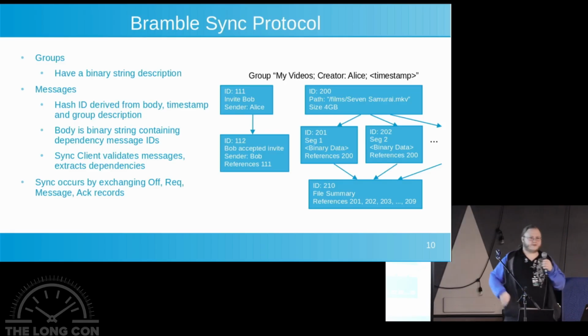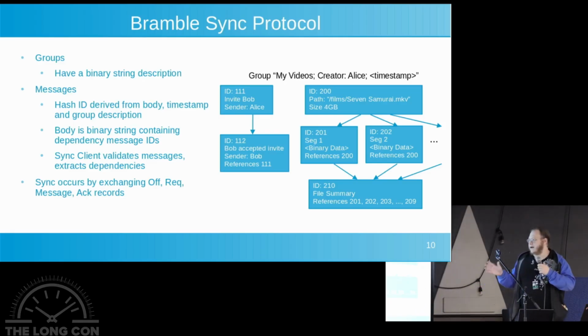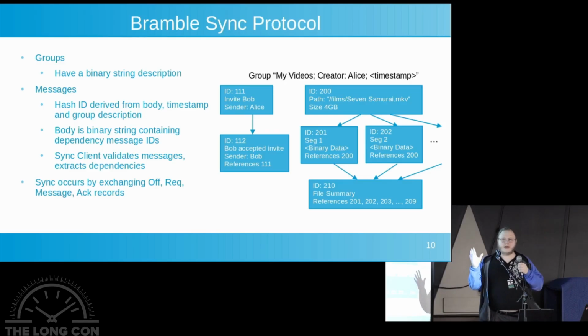Yeah, so as far as the sync protocol is concerned, all these messages are just binary strings. It delegates validation to the client of the sync protocol, which is the actual application that you're writing. So the sync client validates that a message is something that it can understand and extracts dependencies from it. So where messages are organized into graphs, the dependencies represent the messages that are higher up in the graph. So although the messages might arrive out of order, a message's dependencies will always be delivered to the client first.